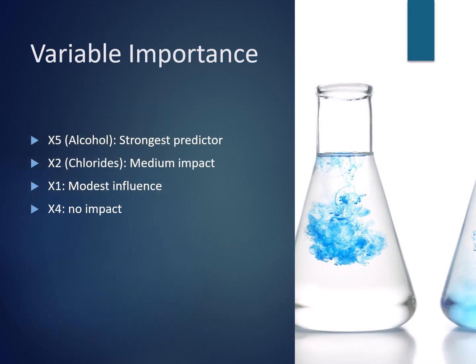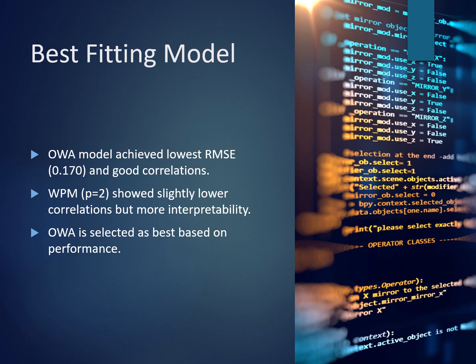From these weights, we conclude that alcohol significantly impacts wine quality, which aligns with domain knowledge. Chlorides contribute moderately, and citric acid plays a subtle role. This kind of insight is valuable in tuning the production process. Although WPM offers simple interpretability, the OWA model was the best in terms of performance. It minimized both RMSE and absolute error while maintaining good correlation, making it the most suitable model for prediction in this context.